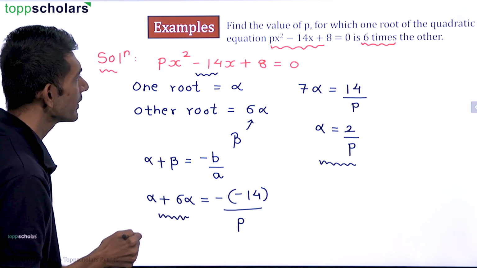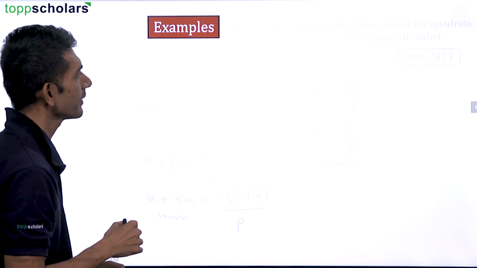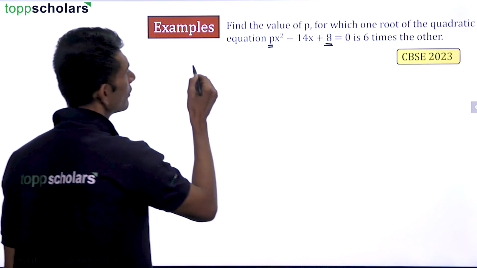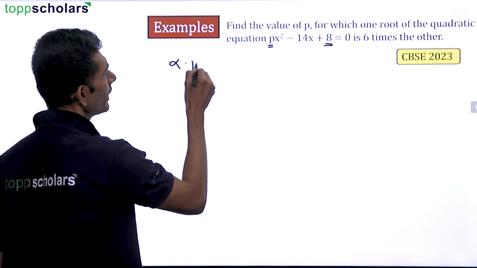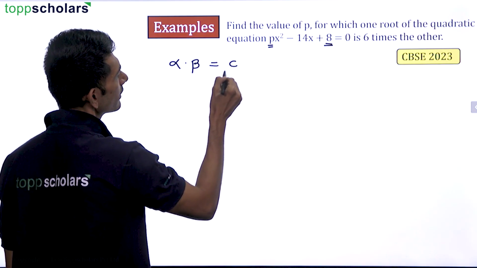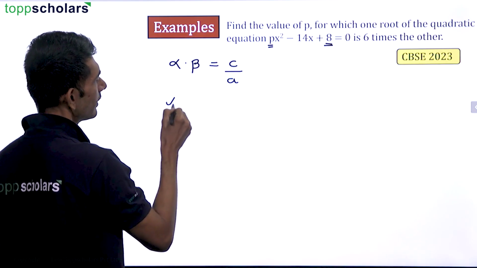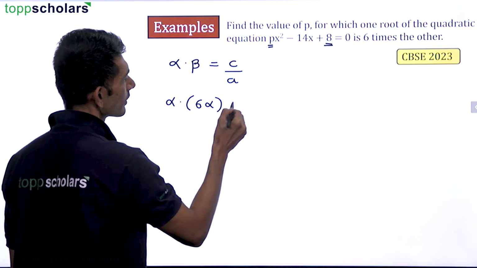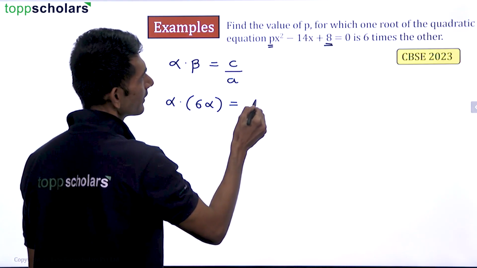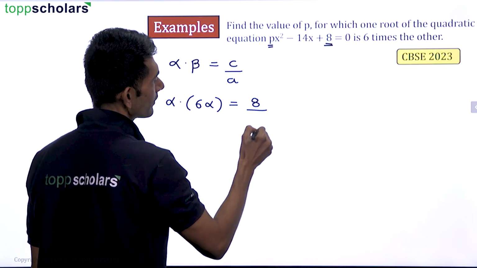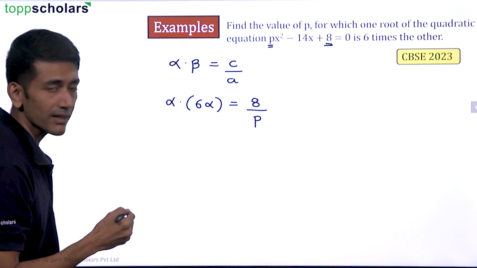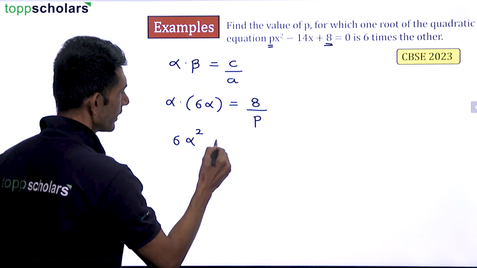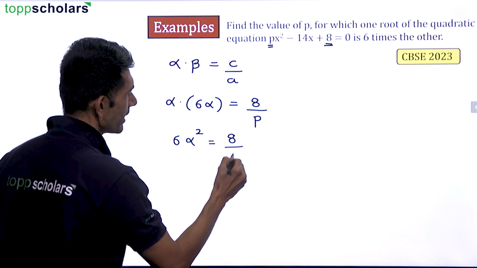Now what is alpha into beta? Alpha into beta is c/a. So we can say alpha into beta, that is alpha into 6 alpha, is equal to c/a. That is 8/p. So alpha into alpha is alpha square. So can I say 6 into alpha² is equal to 8/p?